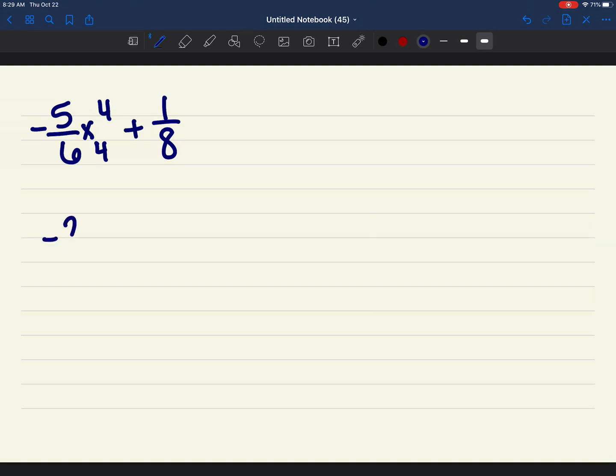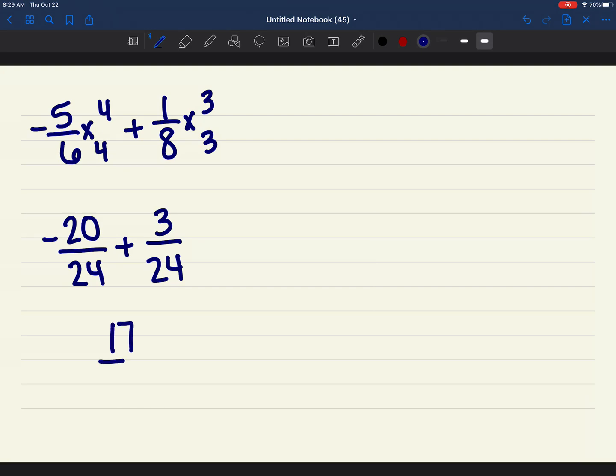Let's go ahead and do that. What's -5 times 4? -20. Don't forget your sign. Okay. What do I multiply 8 by to get to 24? 3. Okay? What would that fraction be? 3 over 24. Okay. So now that I have common denominators, I can add those together. But what do you notice that's different about this problem? There's a negative. So what happens when your signs are different? What do you do with the two numbers? Subtract. What is 20 minus 3? 17. Negative 17 over 24.